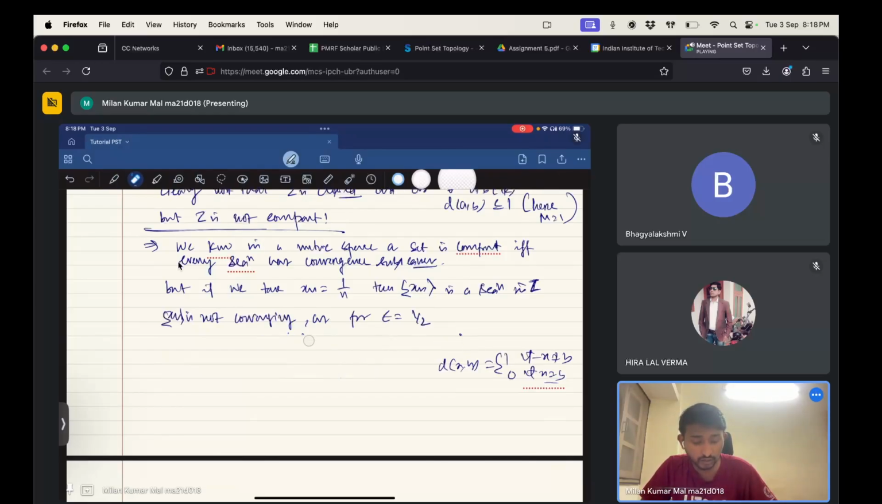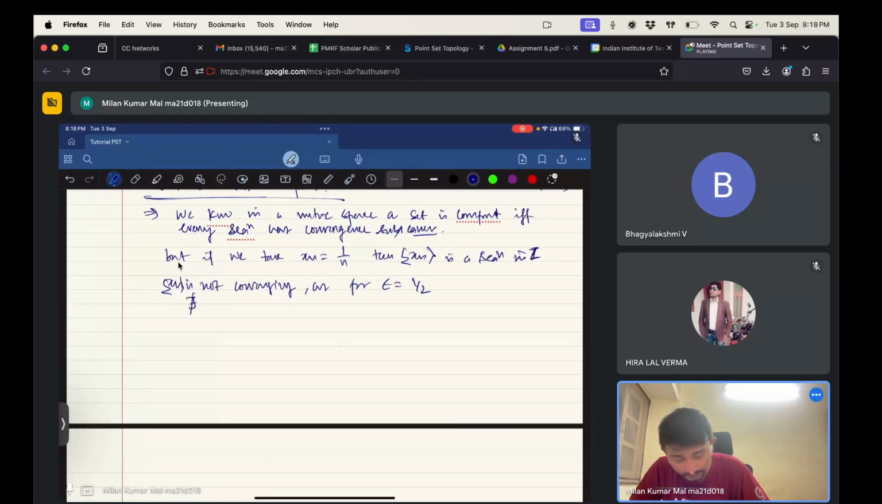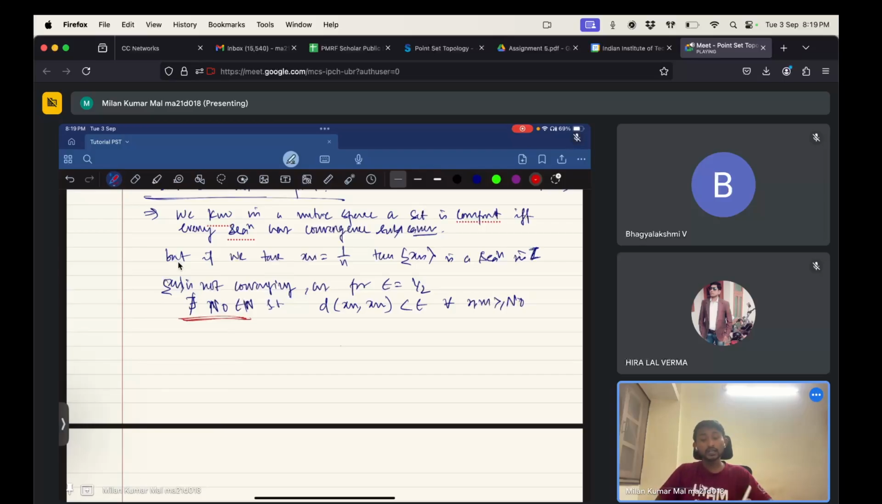Now I'll show that this sequence is not Cauchy. We know that if a sequence converges, then it must be Cauchy. But if it is not a Cauchy sequence, then it does not converge. So for epsilon equal to 1/2, there does not exist any natural number n naught in N such that d(xn, xm) is less than epsilon for all n and m greater than or equal to n naught.